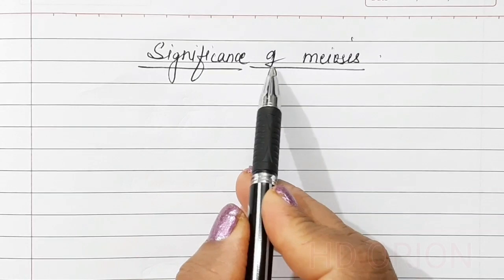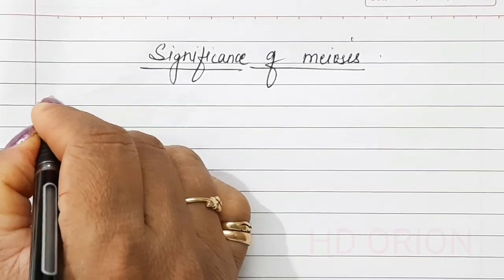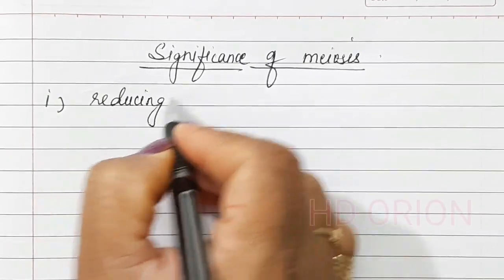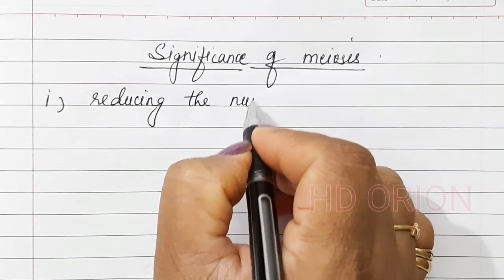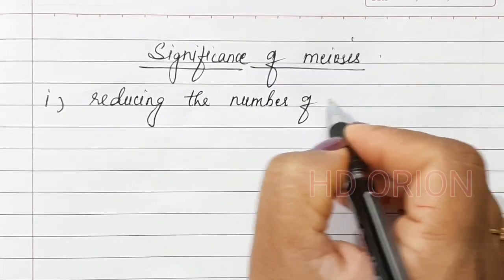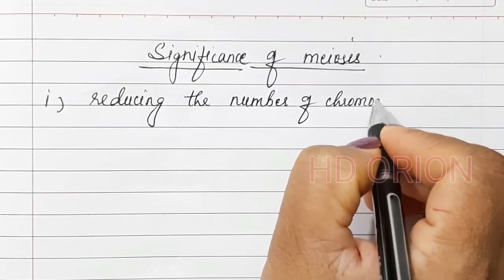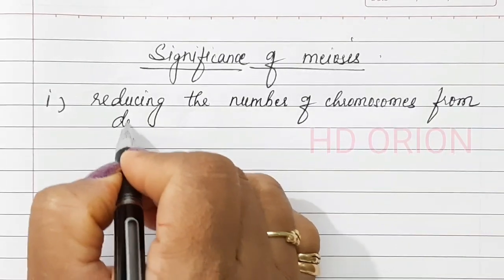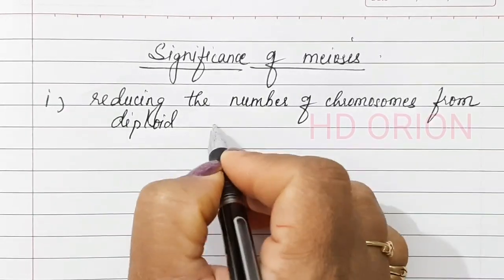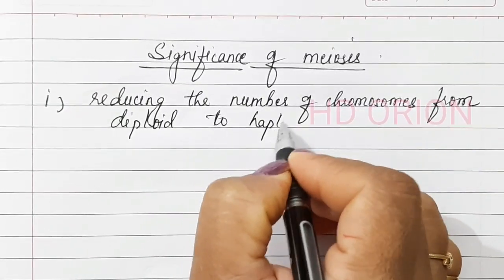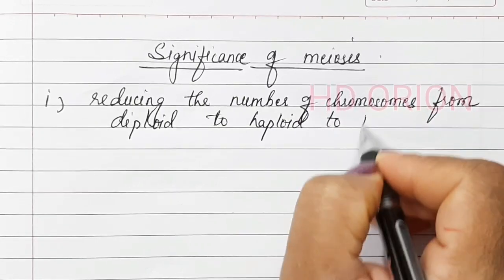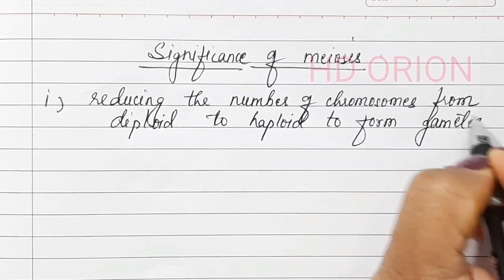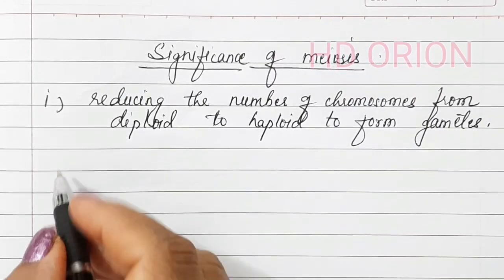Let us now see the significance of meiosis. Meiosis helps in reducing the number of chromosomes from diploid to haploid to form gametes. So gamete formation takes place by meiosis only.